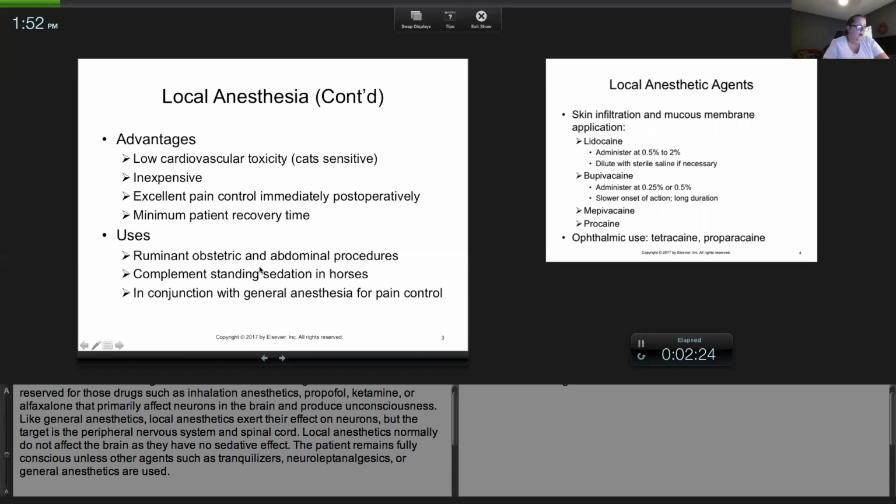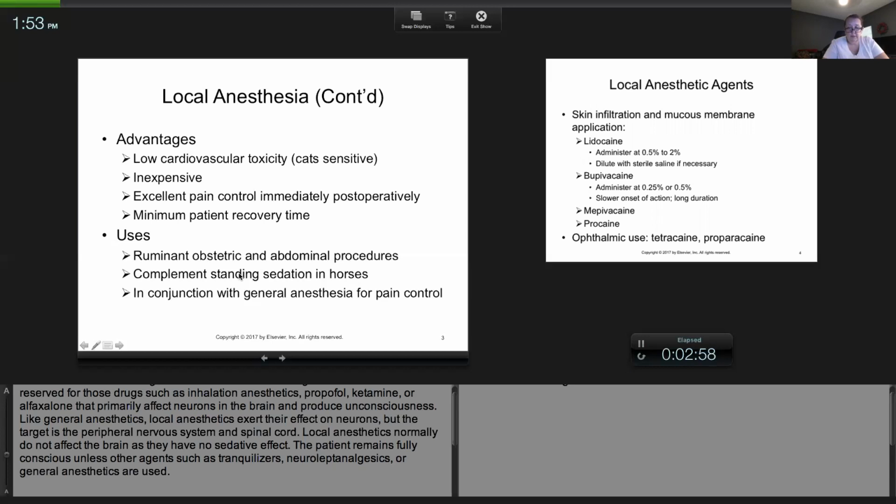Now, I do talk about small animals more, but local anesthesia is used heavily in ruminant obstetrics. A cow C-section is a standing procedure. They will numb the lateral abdomen of the cow, and that will be numb, and they can stand there. They don't lose their strength in their legs. Sometimes they'll give them a little sedative on top, but most of the time they're standing awake.